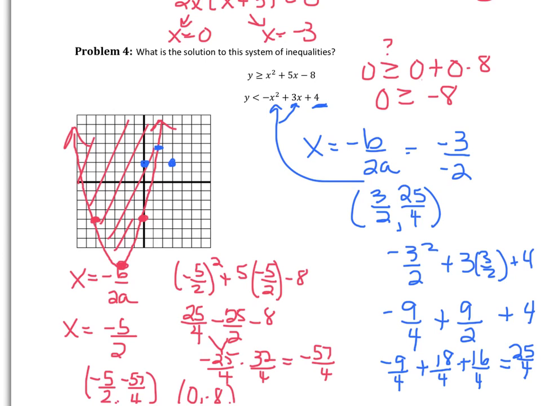This one is going to have a dashed curve because it's just less than, not or equal to. And we're going to test (0, 0) again. So when you plug 0 in here, you get 0 is less than 0 plus 0 plus 4. 0 is less than 4, so we're going to shade inside that curve. And notice now, when you're doing a system, we want the common shaded area. So we're going to have this little wedge in between the two parabolas right here.